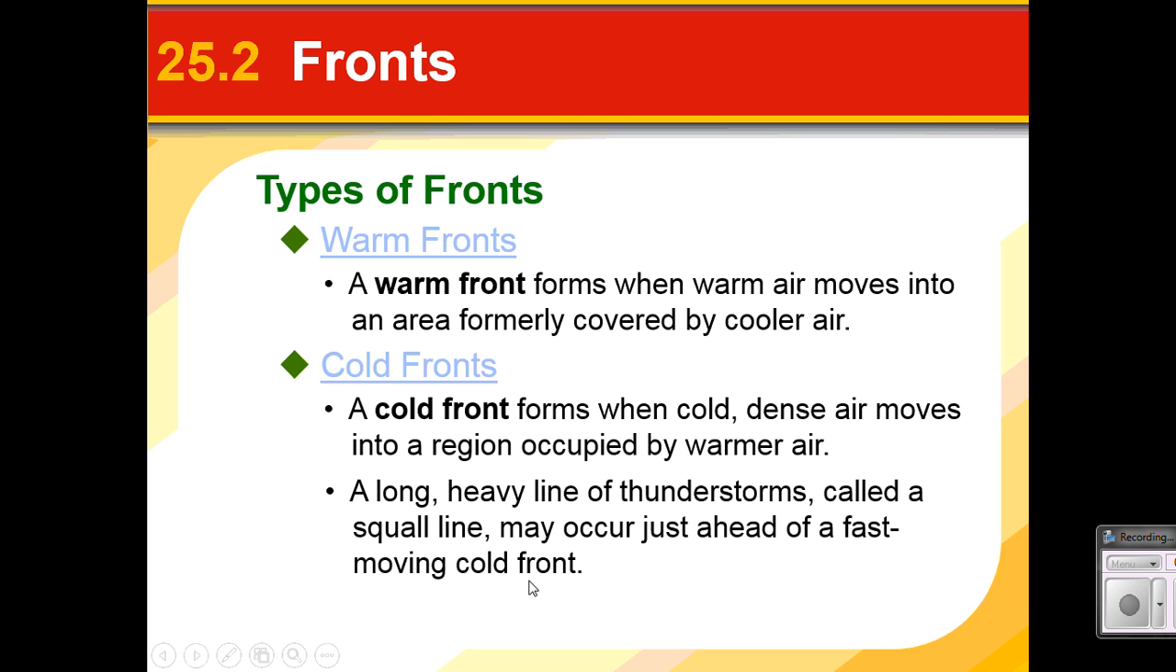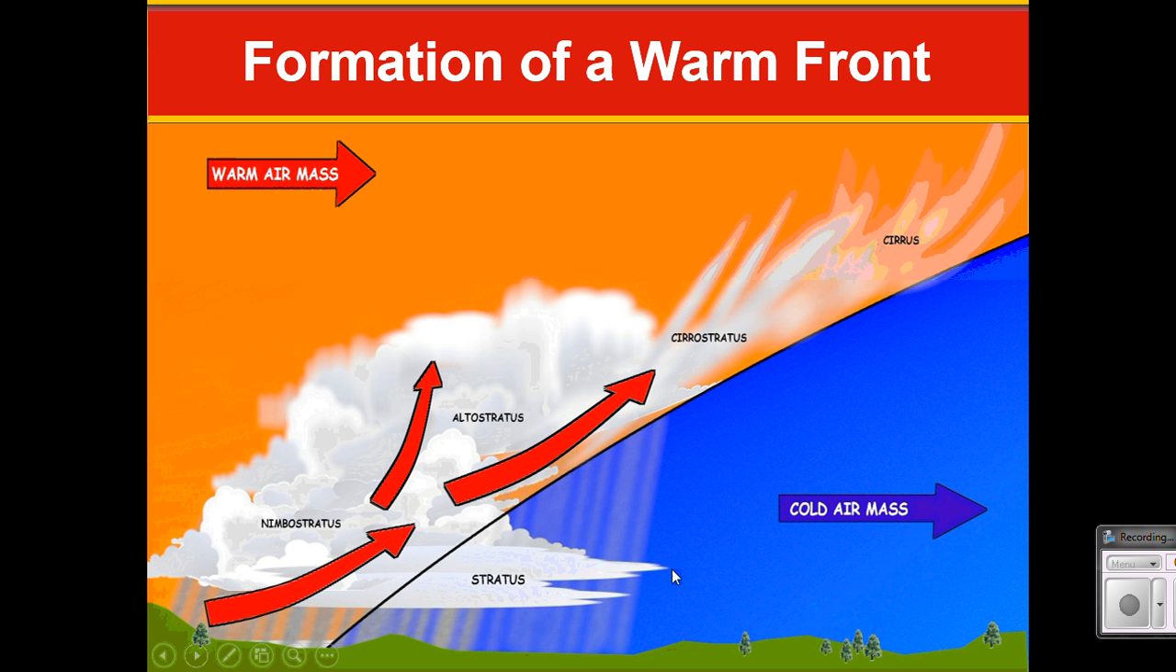Sometimes we do get long lines of thunderstorms that happen in front of the cold fronts because when the cold front moves in, and we'll look at a picture of this in just a second, it's kind of like this big wall of cold air moves in and it forces air up really quickly, and that's why we get thunderstorms. We don't get that when we have a warm front. With the warm front, we tend to get stratus clouds, which are heavier, darker clouds. This has to be a really warm, moist air mass moving into a cold area in order to get some of these nimbostratus and stratus clouds.